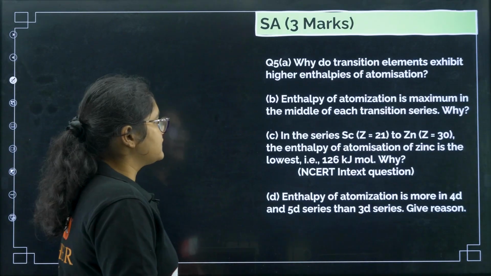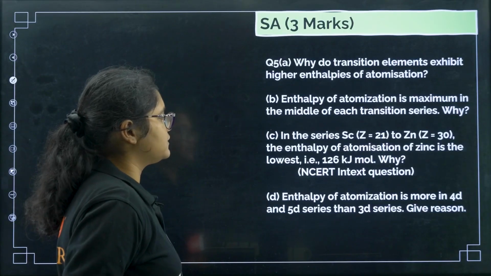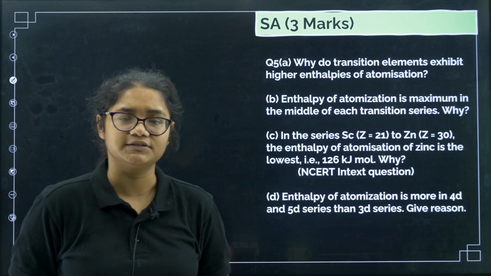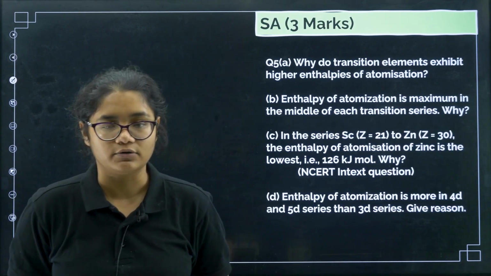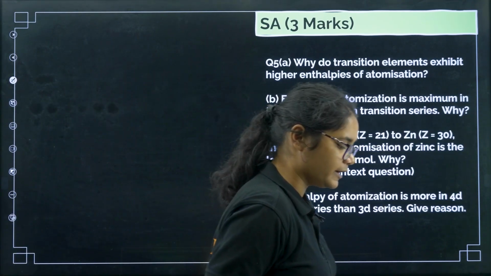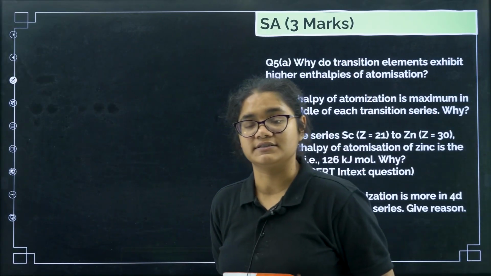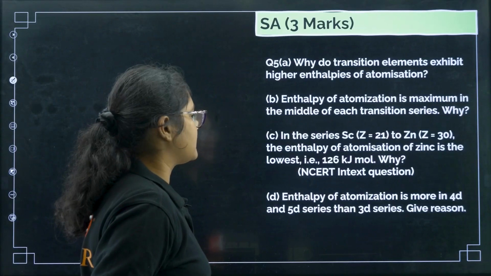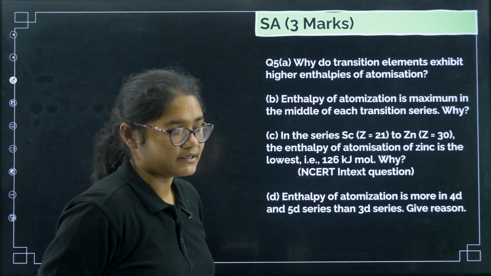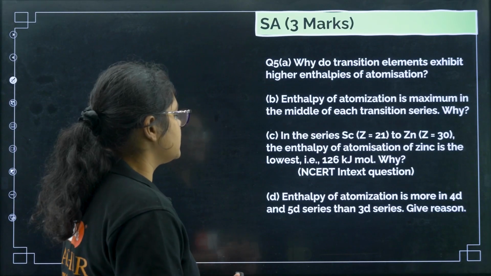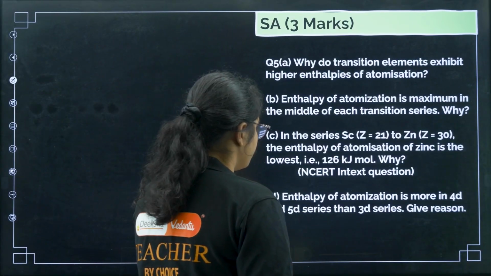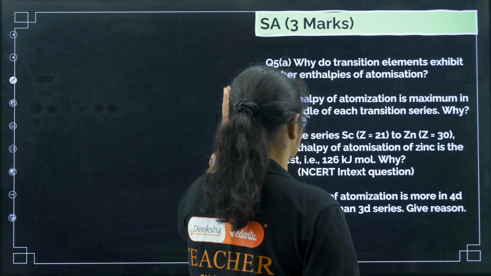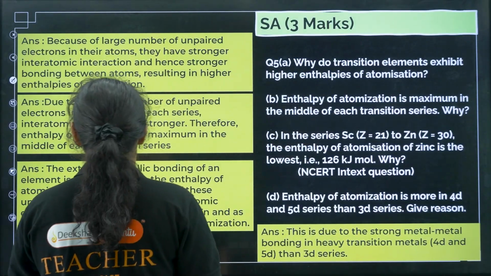Okay. Next is, why do transition elements exhibit higher enthalpies of atomization? Again, enthalpy of atomization also depends on the unpaired electrons, because D block elements have unpaired electrons, that is why they have high enthalpies of atomization. Enthalpy of atomization is maximum in the middle of each transition series. In the series scandium to zinc, the enthalpy of atomization of zinc is lowest. Enthalpy of atomization is more in 4D and 5D than in 3D. Give reason. So these are the questions and let us see the answer.